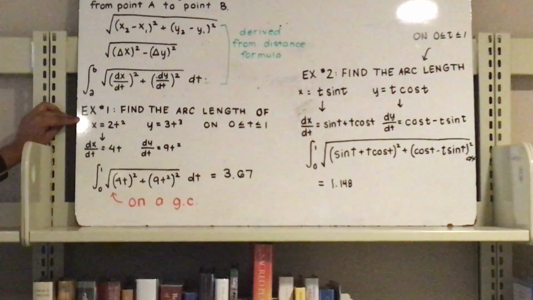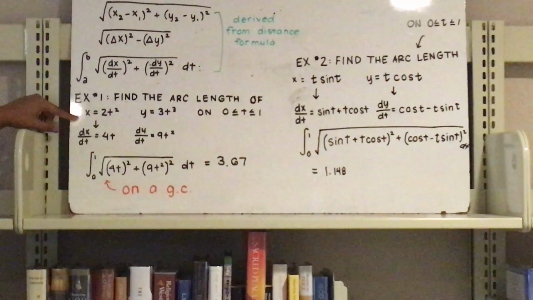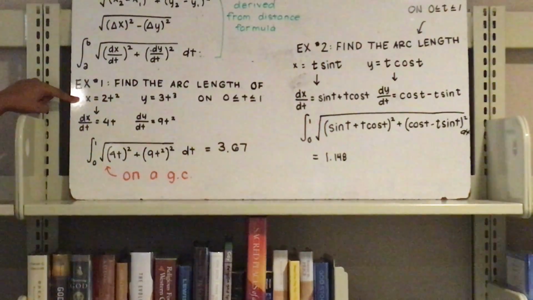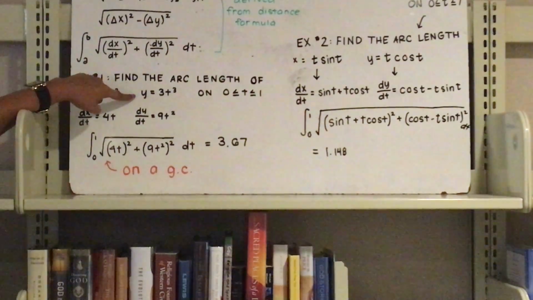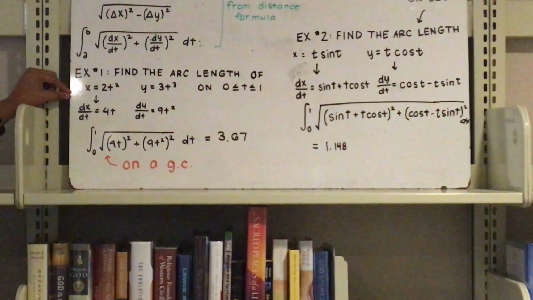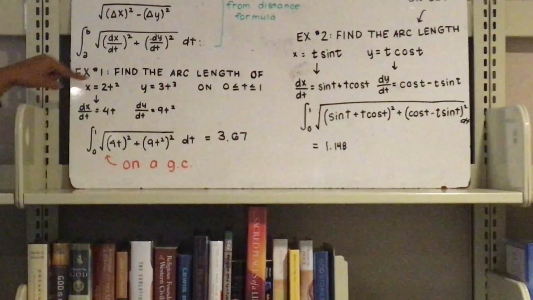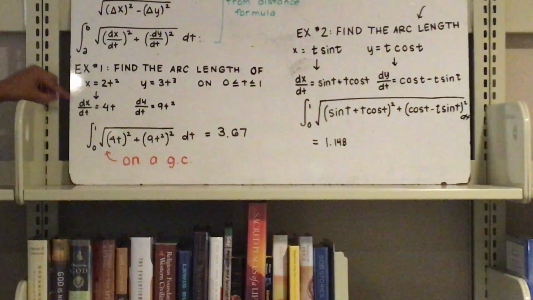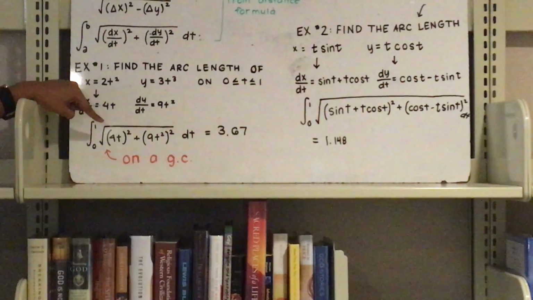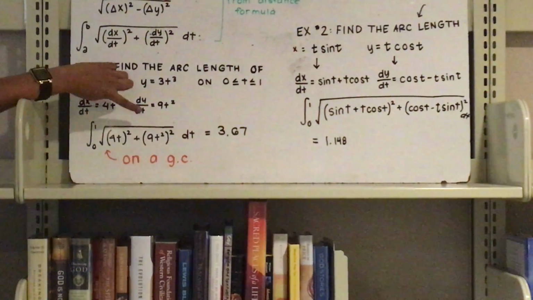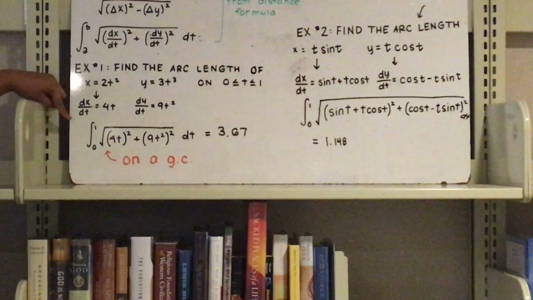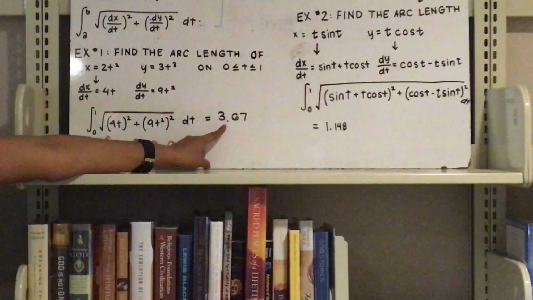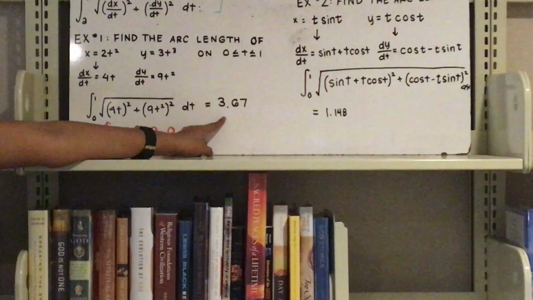Our first example says to find the arc length of these two components on the interval 0 to 1. So you have x equals 2t squared and y equals 3t cubed. If you go through and find the derivatives, you get 4t and 9t squared, and all you have to do now is plug it into this formula. So you have your dx/dt squared, your dy/dt squared, and your integral from 0 to 1. And if you did this on a graphing calculator, you would get the answer 3.67.